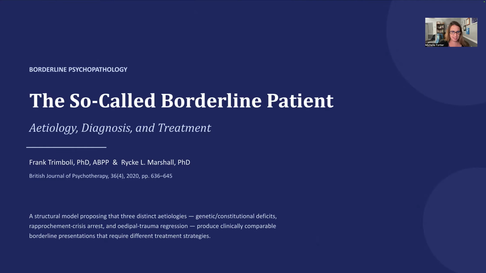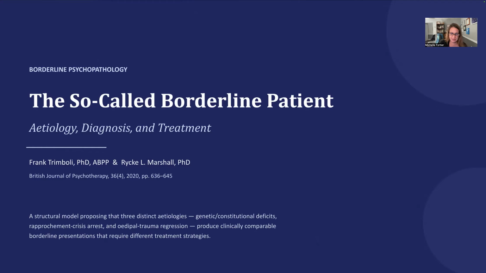It is a structural model proposing 3 distinct etiologies, meaning causes. One of them is genetic constitutional deficits. The other one is a rapprochement crisis arrest, and Oedipal trauma regression. These 3 distinct etiologies produce clinically comparable borderline presentations that require different treatment strategies. So basically, this article goes over how symptoms and disorders can look the same, and in order to pick the correct intervention, we really have to know where this disorder is coming from.